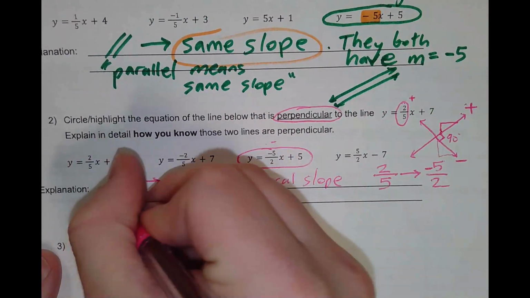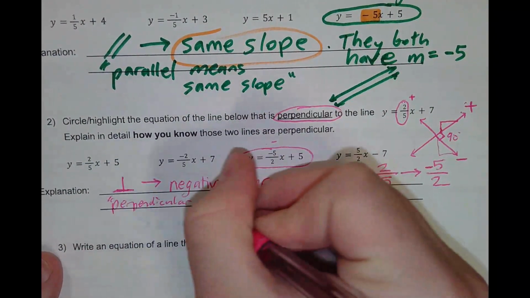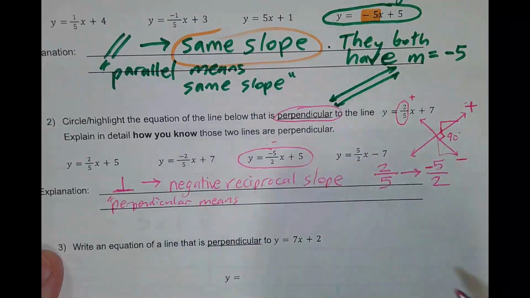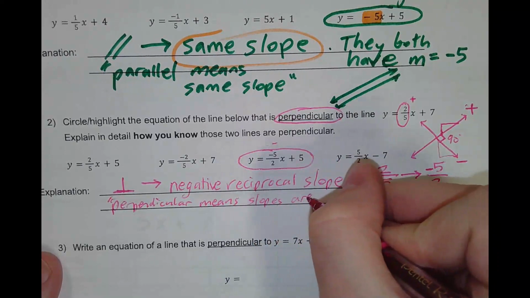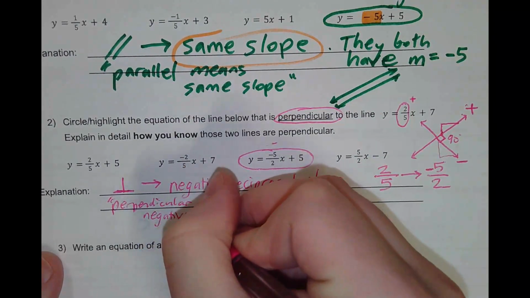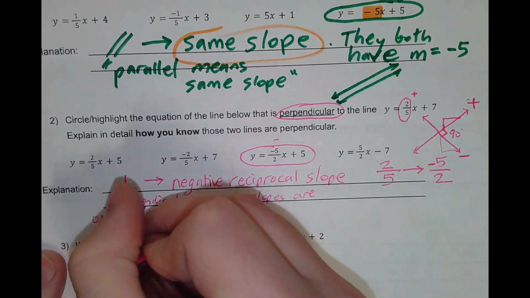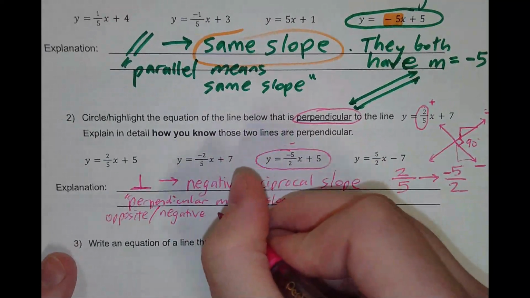So in words, perpendicular means slopes are negative reciprocals. Some people also say opposite reciprocals, and I like that as well. Opposite reciprocals.